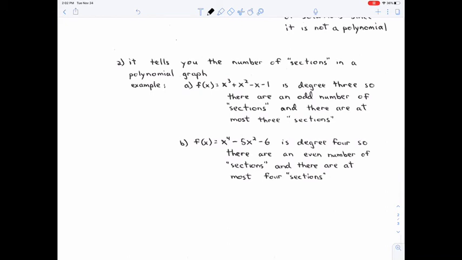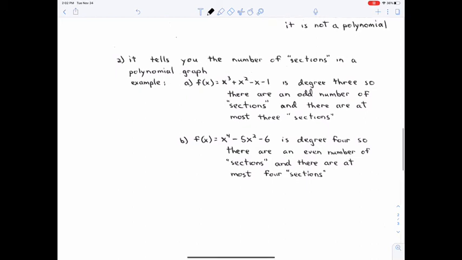This graph is going to look like, so problem A has a degree of 3, so there are going to be 3 sections to the graph. It's going to look something like this. Okay? There's one section here, another section here going a different way, and another section here. Okay? Now, it could also look like this. 1, 2, 3. But they're like 3 distinct parts to the graph.